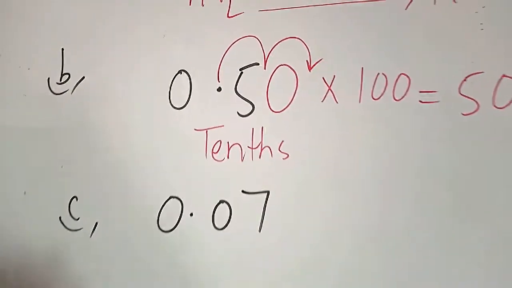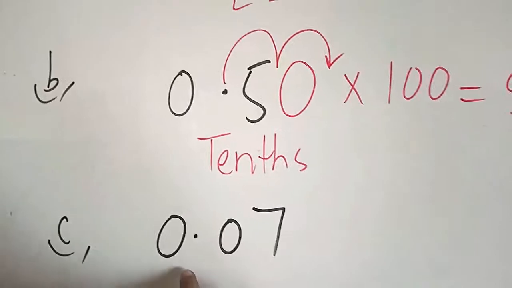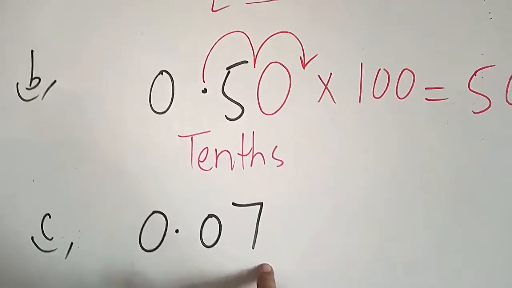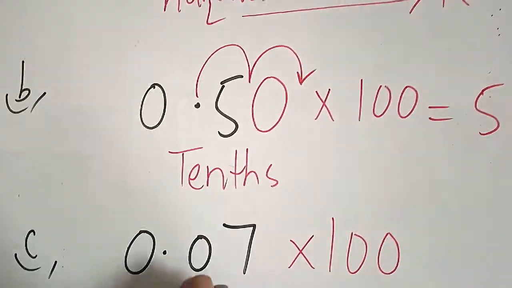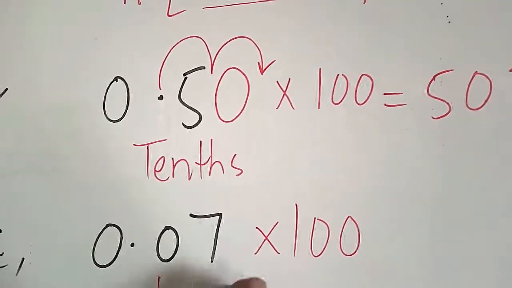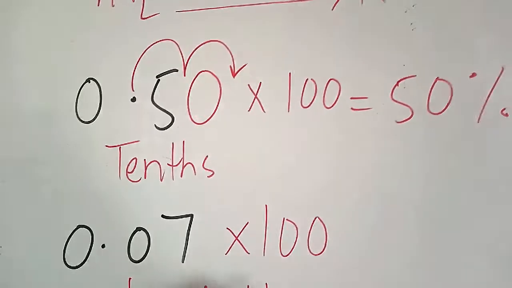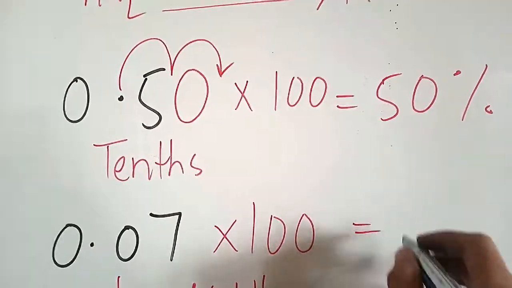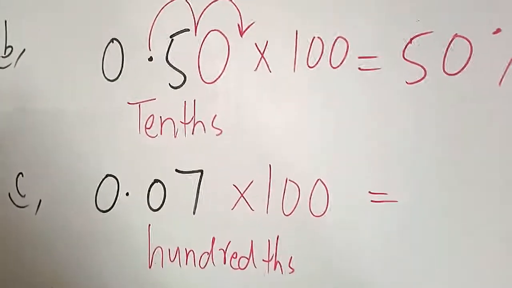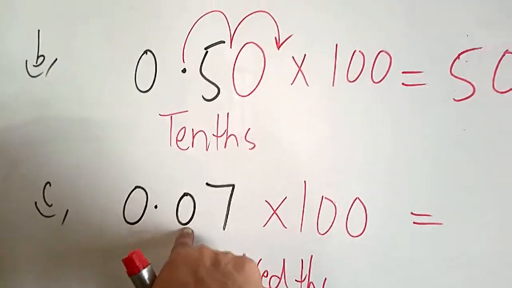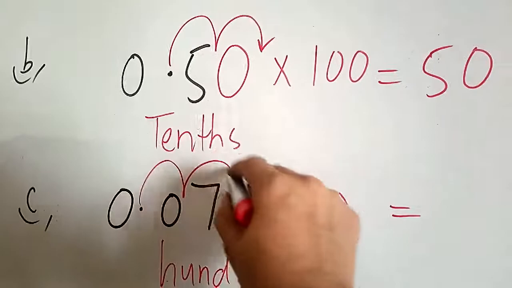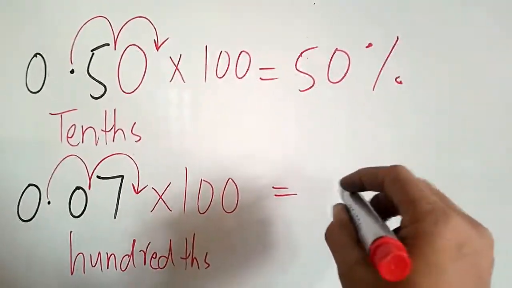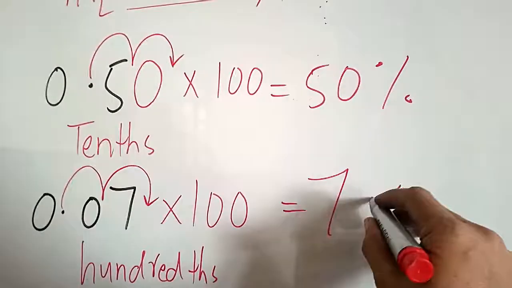Okay, in case of part C, look here, 0.07. When we multiply it by 100, again it is hundredths, and it is very easy to convert hundredths into a percentage, because after the decimal point there are 2 digits and we can easily move the decimal point towards the right to make it 7%.